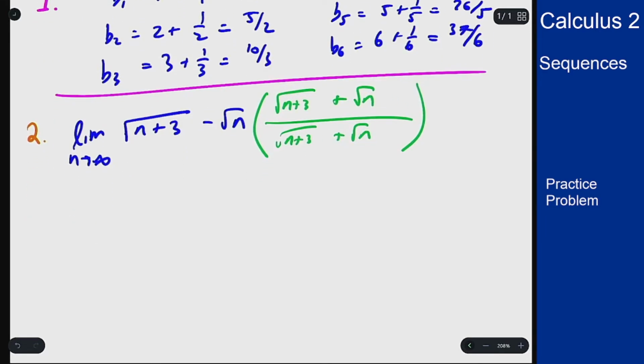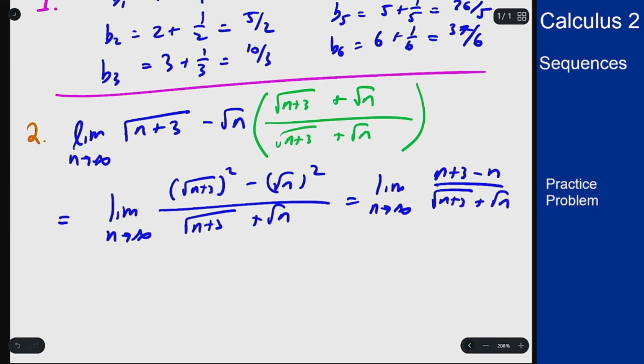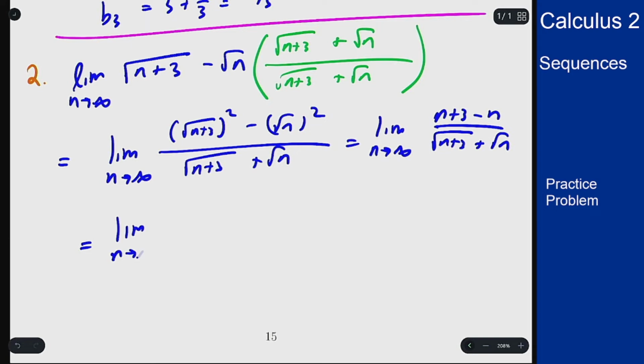If we multiply that out, the top part is a difference of two squares. So we'll see the limit as n goes to infinity of sqrt(n + 3) squared minus sqrt(n) squared, over the denominator sqrt(n + 3) plus sqrt(n). But this on top just becomes n + 3 minus n, over sqrt(n + 3) plus sqrt(n). That is the limit as n goes to infinity of 3 over sqrt(n + 3) plus sqrt(n), because the n's up here cancel when I subtract them.